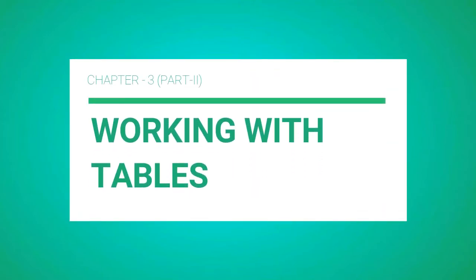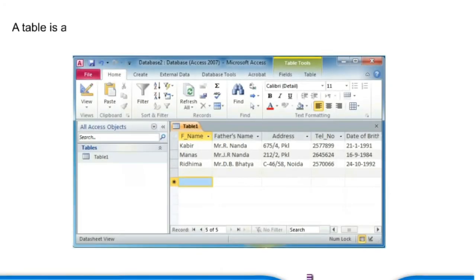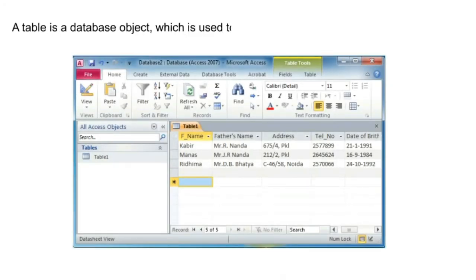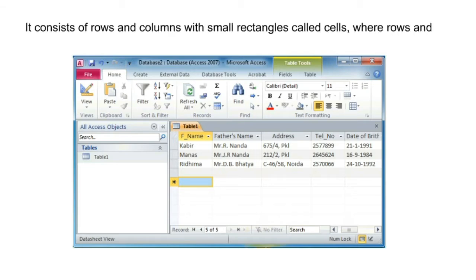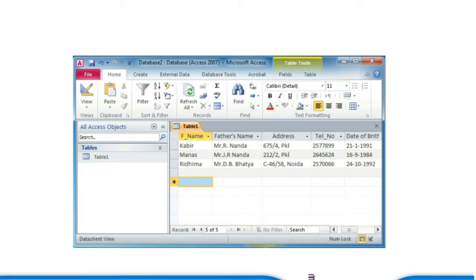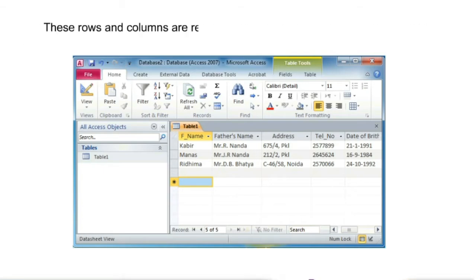Working with tables. A table is a database object which is used to store information in an organized manner. It consists of rows and columns with small rectangles called cells where rows and columns intersect. These rows and columns are referred to as records and fields respectively.